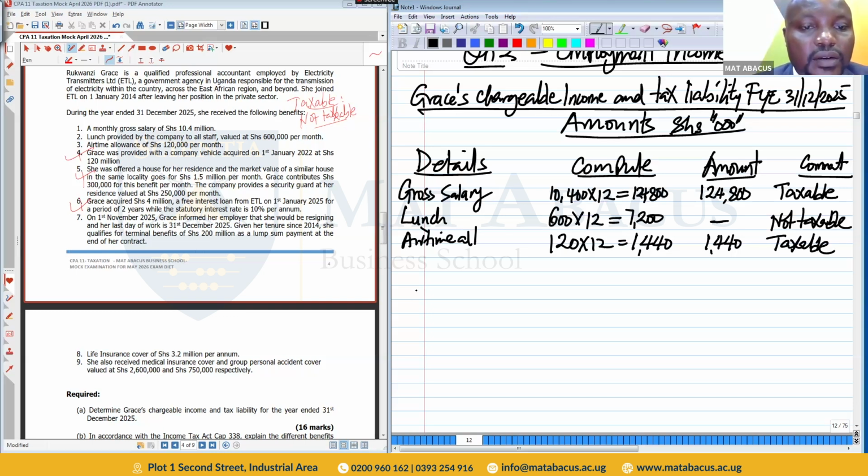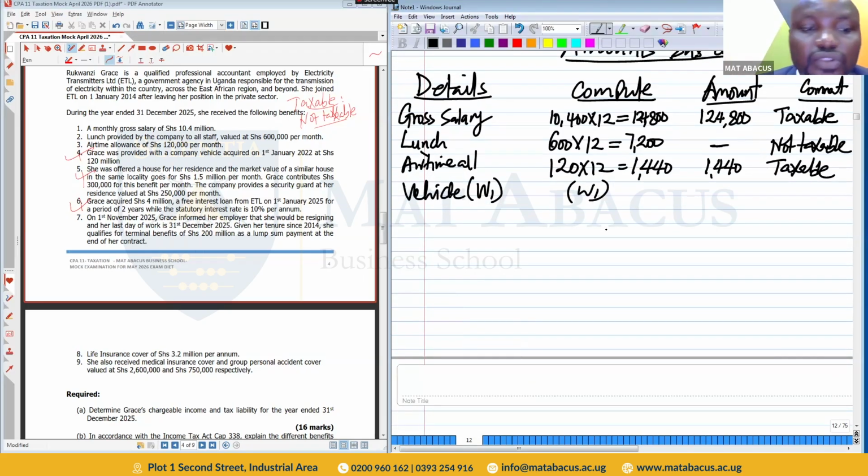Next, Grace was provided with a company vehicle, so we shall say vehicle, and we say working one. So we shall have this one as working one. When you are in an exam, you put that and you first skip, so that you first do other areas which do not require computation. And once you finish, then you can always come back to it. She was provided with a company house, the same with this housing benefit. So this one will be working two.